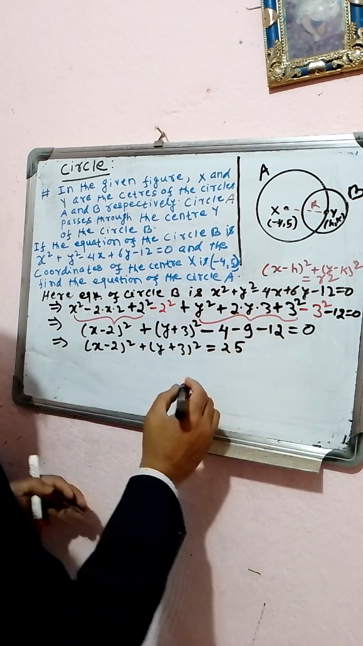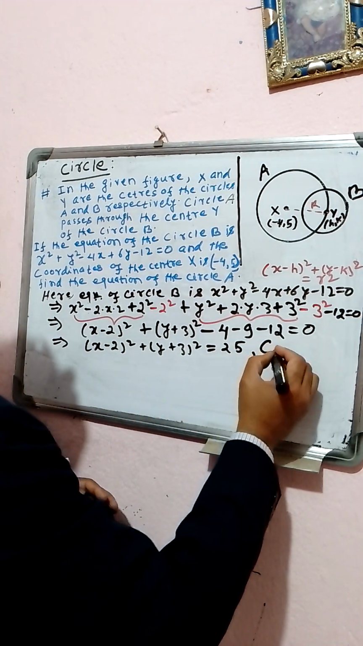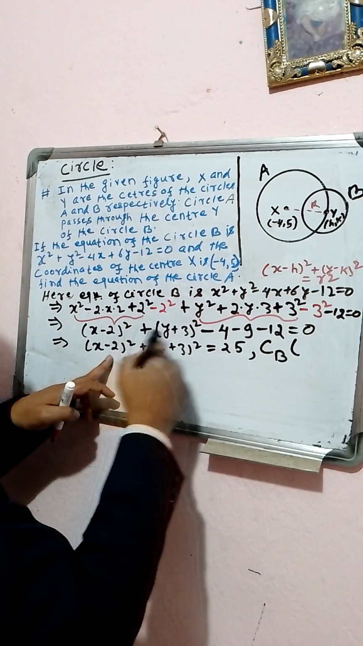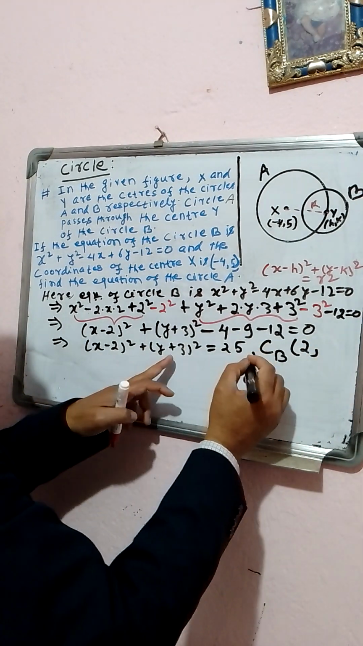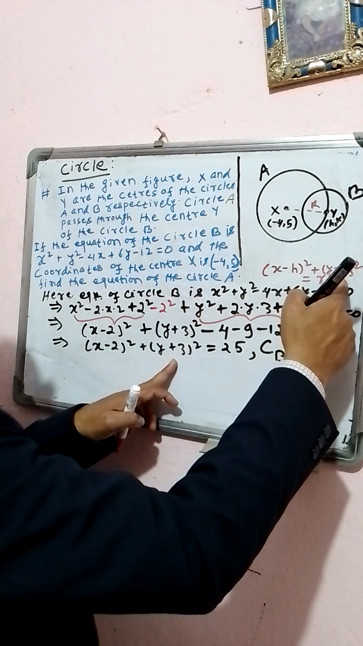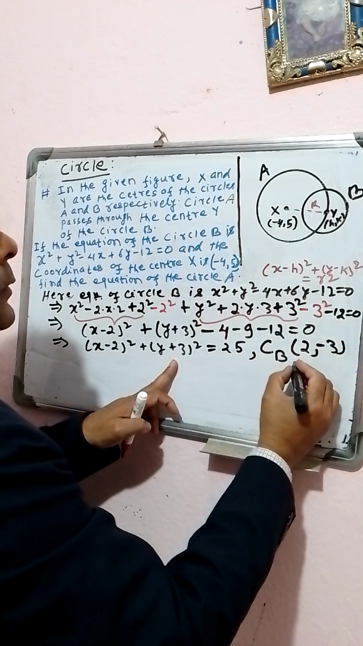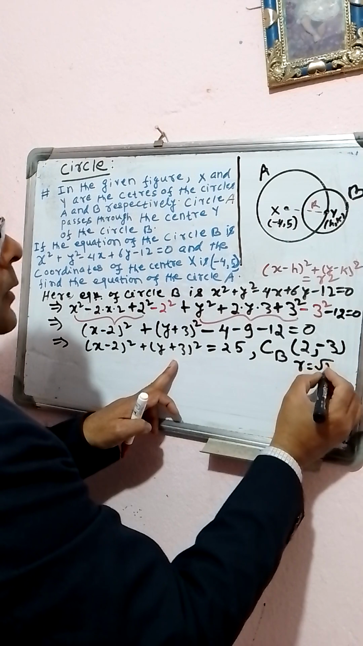So here, the center for circle B is (h, k), so in place of h you have 2 and in place of k you have, it is plus, so it is a minus. If you compare this, it will be negative 3, with its radius value as the square root of 25, that is 5.